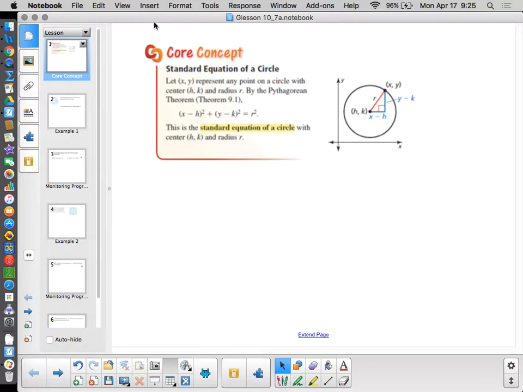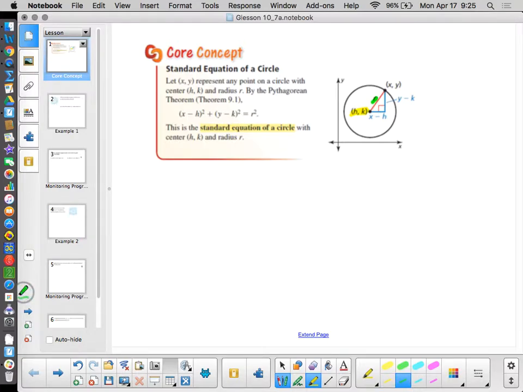What is the location of the center of the circle in the coordinate plane? We're going to call that center point (h, k). Okay, that's (h, k), the coordinates of my center point. And the radius of the circle is the other thing we're going to be interested in. We're going to call that r.